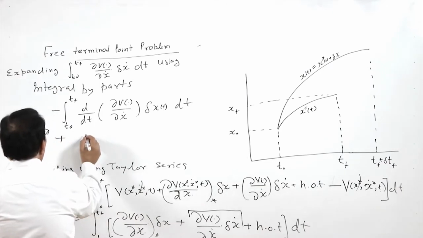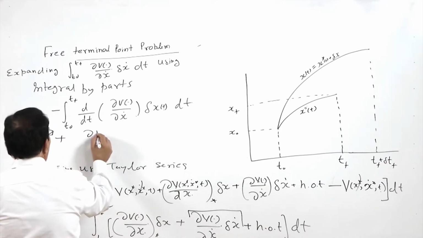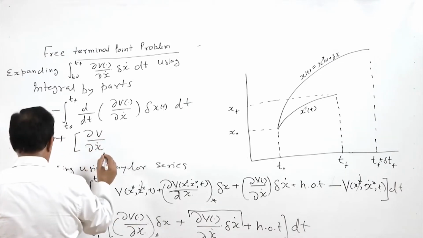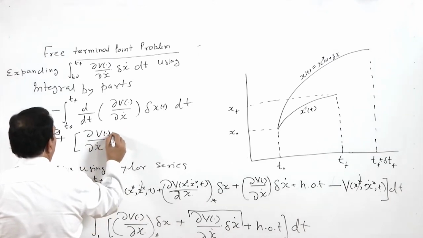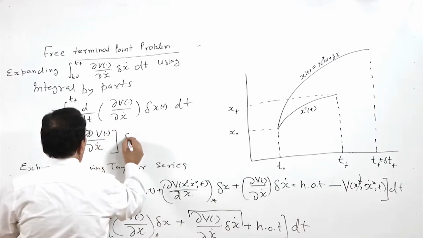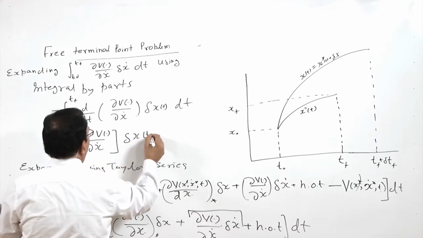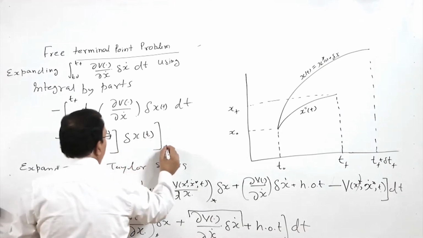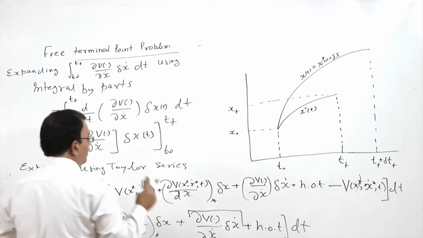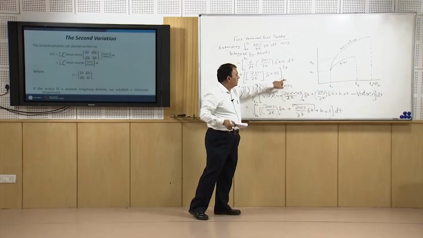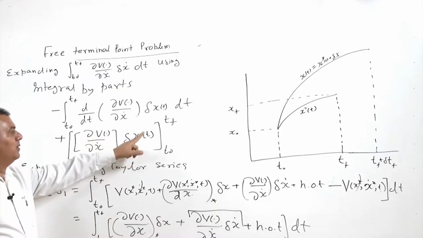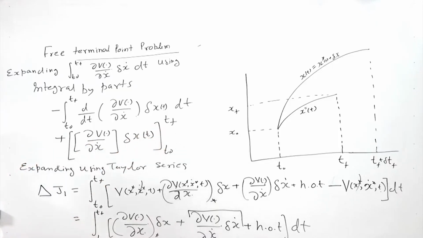plus del V by del x dot into delta x(t), from T0 to Tf. As my initial point T0 is fixed, delta x(T0) will be 0, and this term means I have to evaluate only at the point Tf.